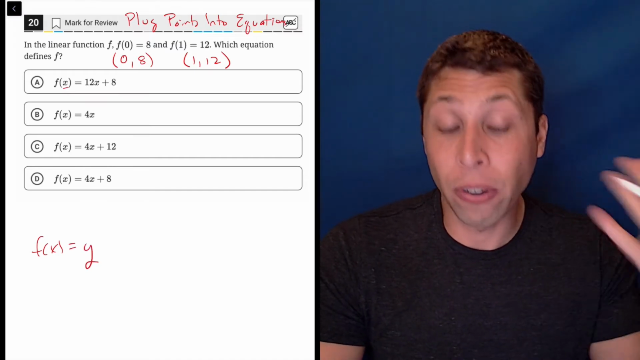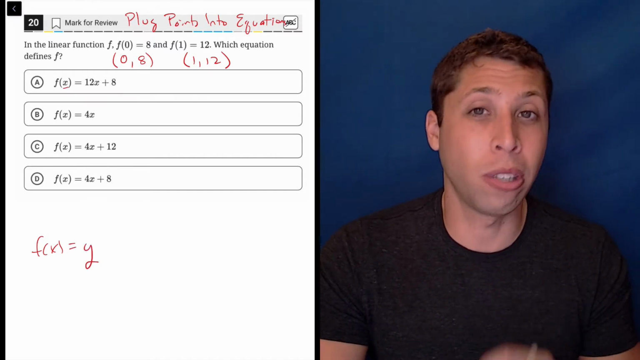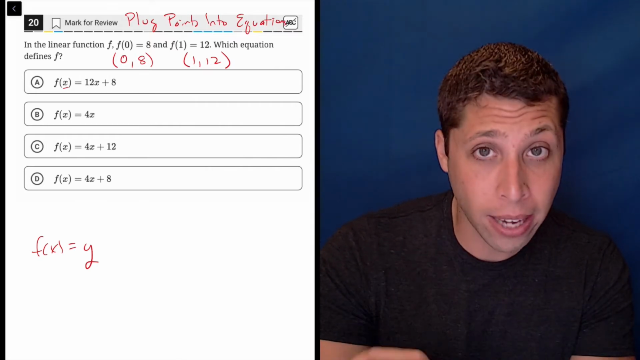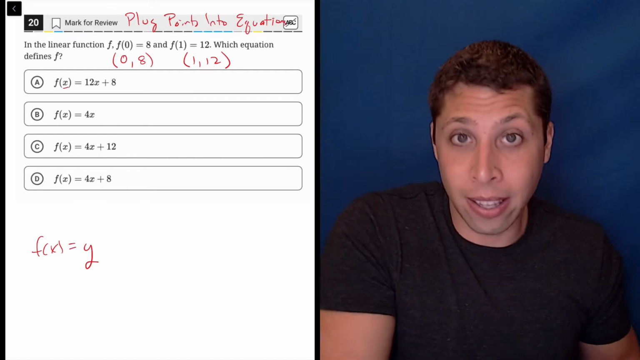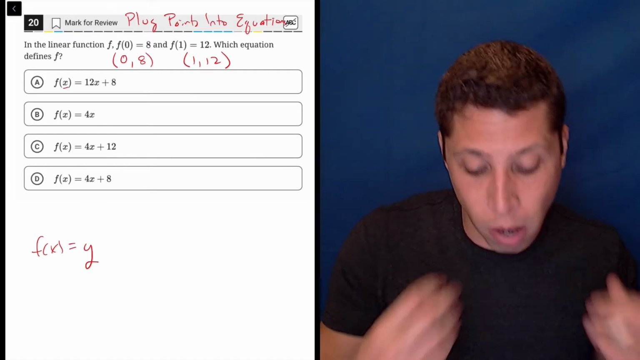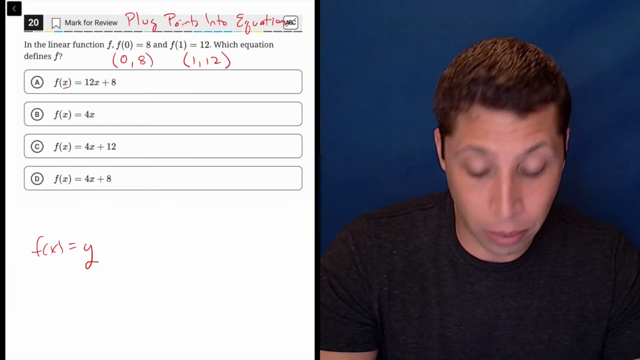You've probably also heard at some point that f of x equals y. This is when we first learn what function notation is, this is usually the first thing your teacher says. F of x equals y. So the equals is kind of giving us the y here. The 8 is the y, the 12 is the y. So these are points that we can plug in.